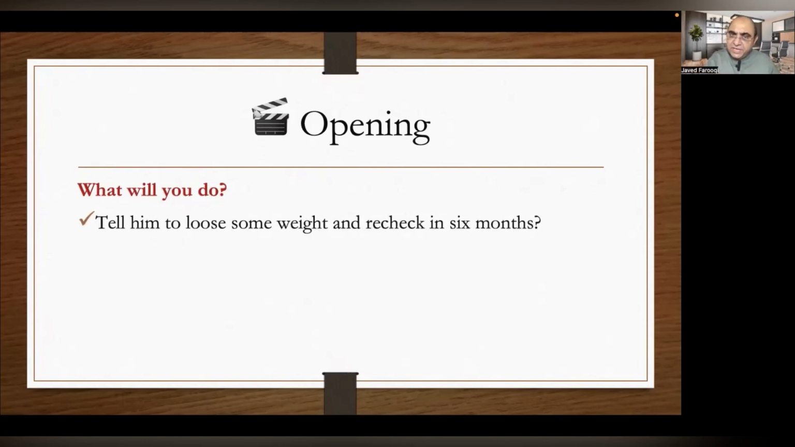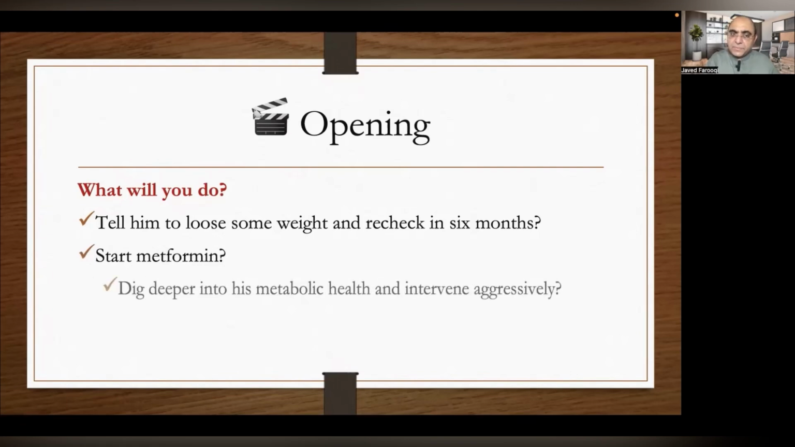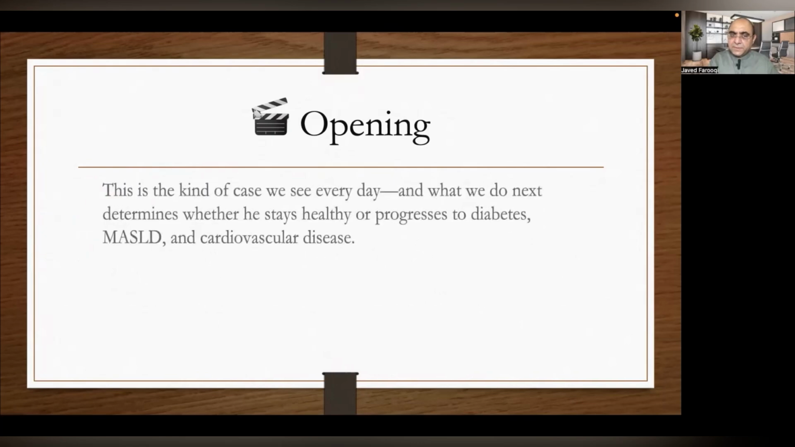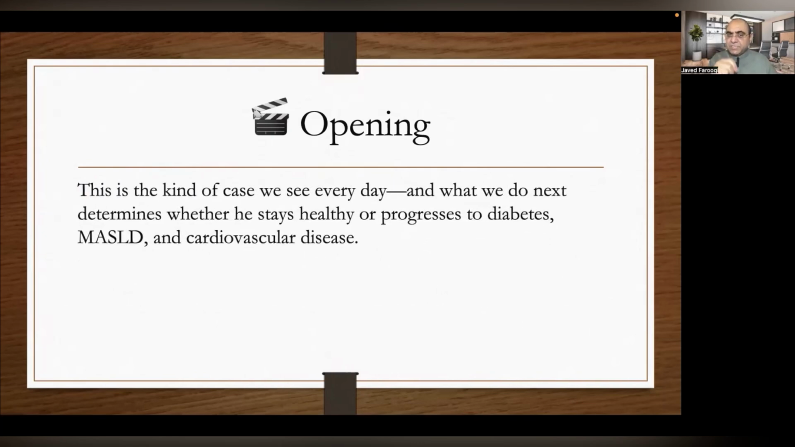Tell him to lose some weight and recheck in 6 months? Or you will start metformin? Or you will dig deeper into his metabolic health and intervene aggressively? So what will be your action? This is the kind of case we see every day, and what we do next determines whether he stays healthy or progresses to diabetes, metabolic dysfunction associated steatotic liver disease, and cardiovascular disease.